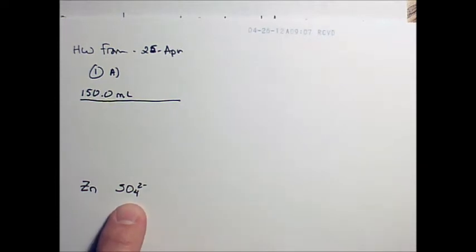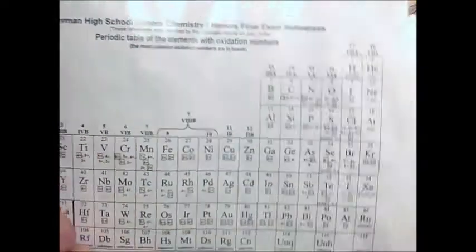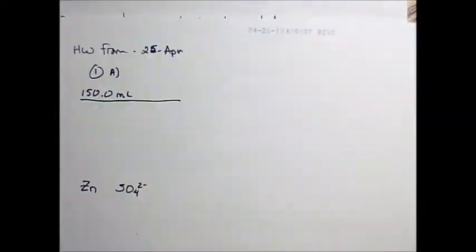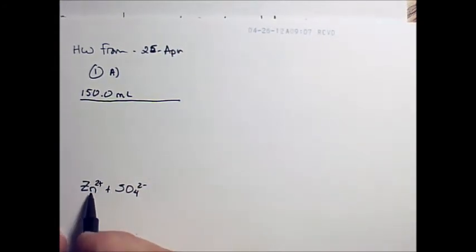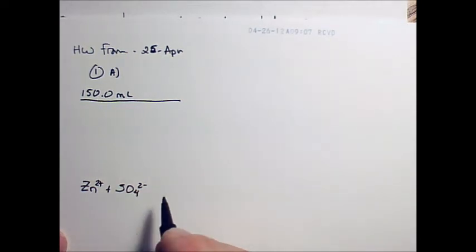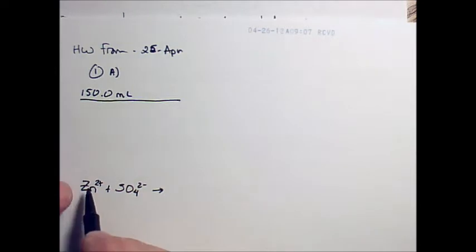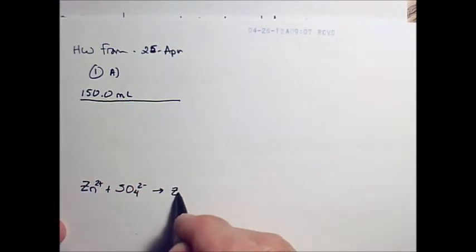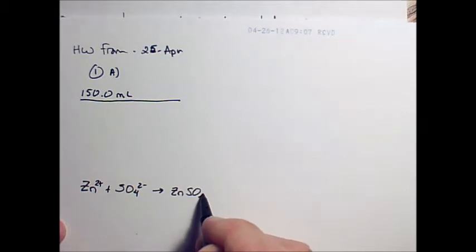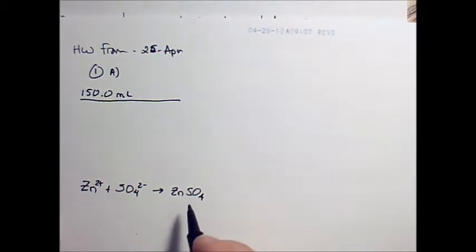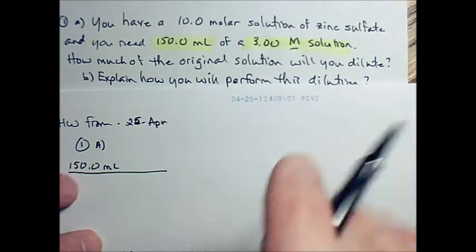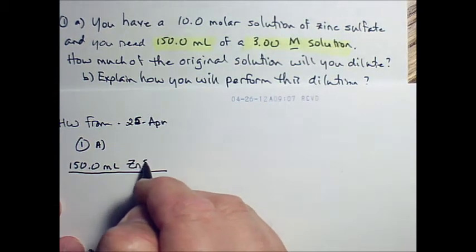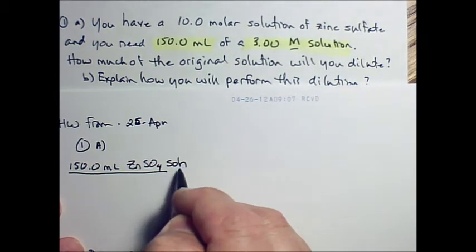If this is charged, then I need this to be charged, and to find the charge on the zinc, I'm going to use a periodic table with oxidation numbers. Zinc has a 2+ charge. So since I have a 2+ charge particle and a 2 negative charge particle, then a balanced formula will have no charge. This 2+ and 2 negative are going to cancel each other out, and the formula is ZnSO4. This one should be fairly easy to balance. So it's 150 milliliters then of a zinc sulfate solution.